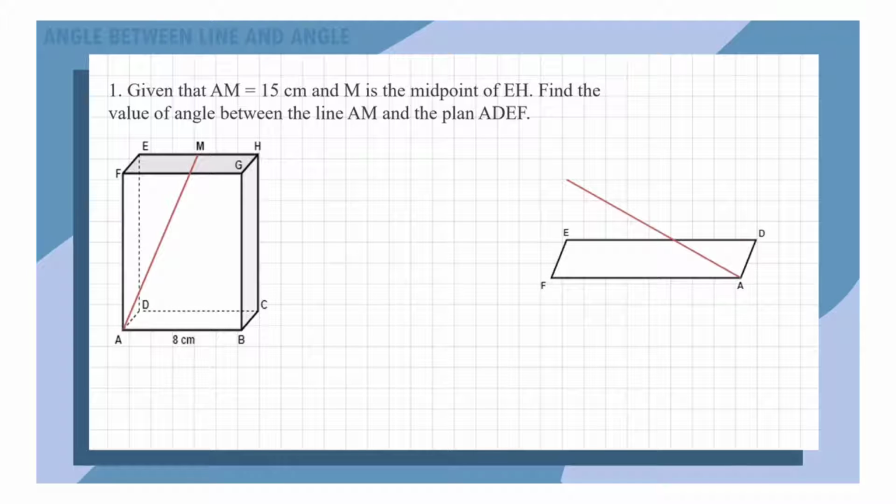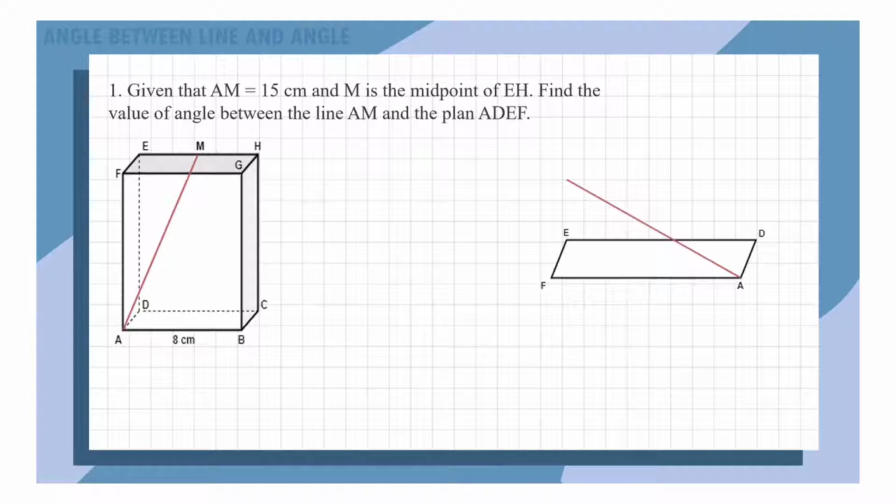Given that AM is 15 cm and M is the midpoint of EH, find the value of the angle between the line AM and the plane ADEF. First, we have to find the plane and line. Given in the information, the plane is ADEF, so in order to visualize this better, we can redraw this to look like our first diagram, a plane and a standing line.